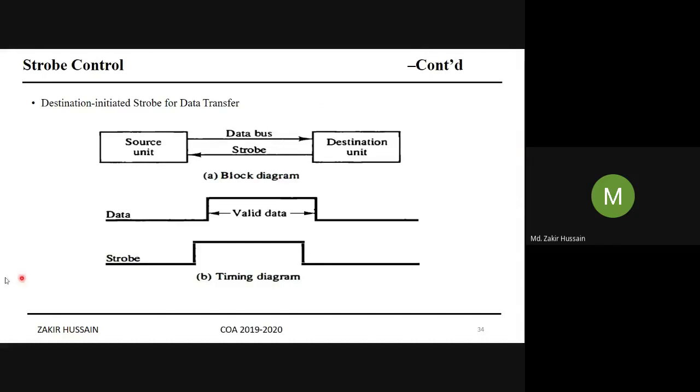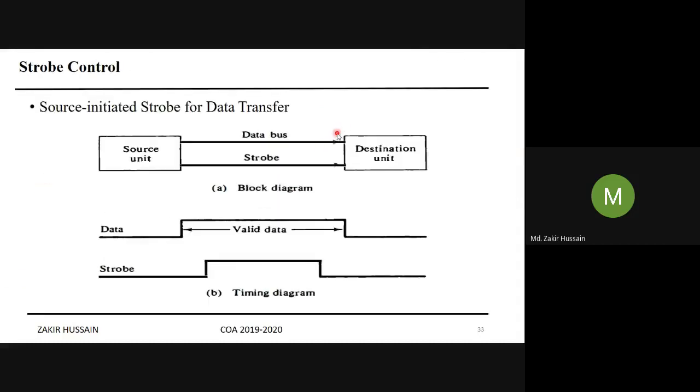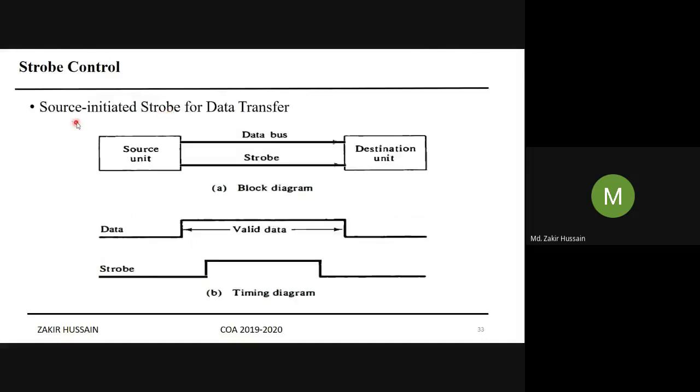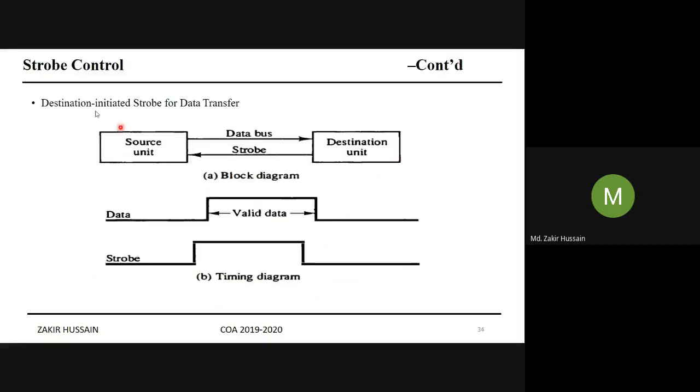So again, let us quickly clarify this bit: source initiated strobe and destination initiated strobe. In a source initiated strobe, the strobe signal originates from the source unit and goes to the destination. And in a destination initiated strobe, the destination unit, the receiving unit, initiates the strobe. So that is the difference.